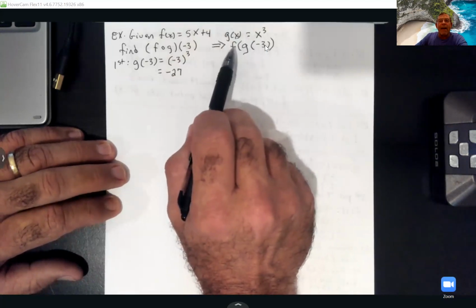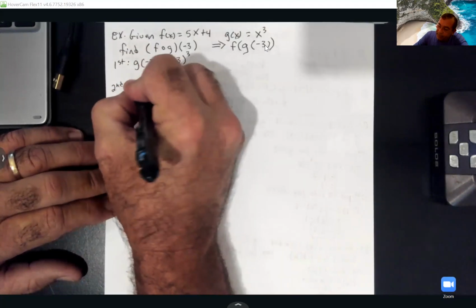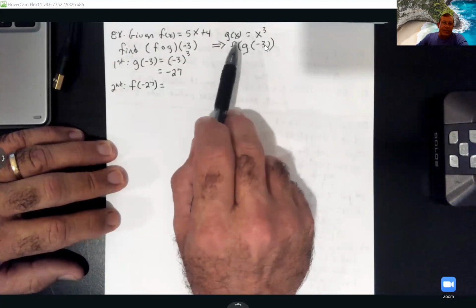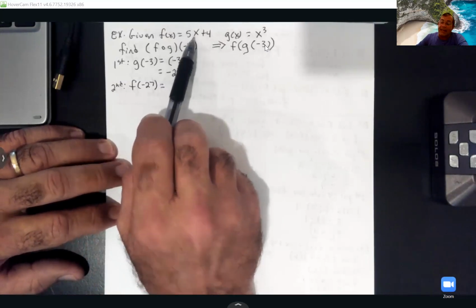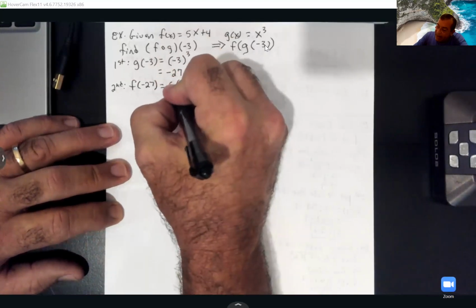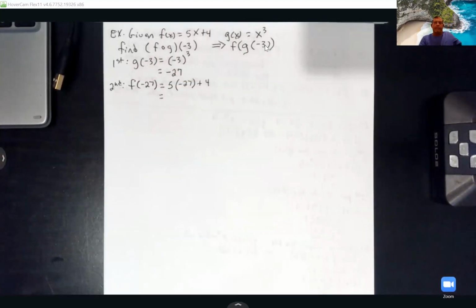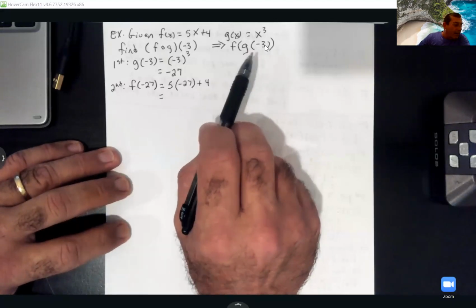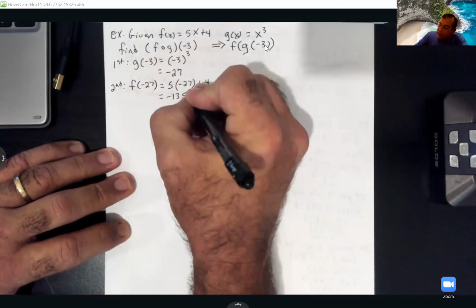So that means we're now going to find f of that -27. It's just like you keep substituting these answers in here. So then we take this f equation and put that -27 in for that x. So that would give us 5 times -27 plus 4. And y'all, that's a trick on them, just following the order they're giving you, okay? So y'all, 5 times -27 gave me -135, plus our 4.